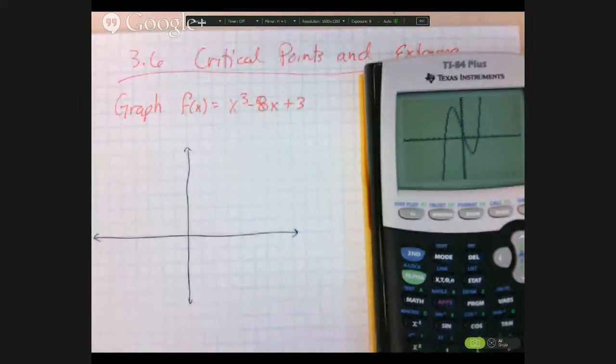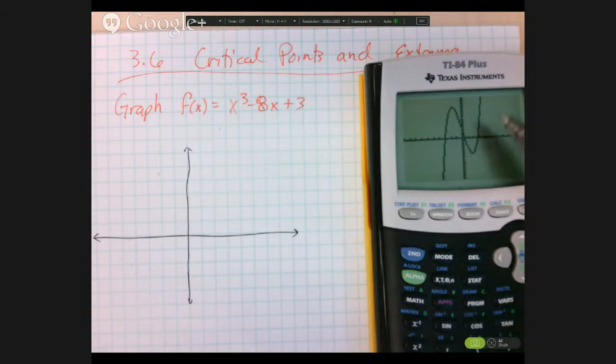Okay, we're studying the last couple days' function behavior. So what is the end behavior of that function? As x goes to infinity, y goes to infinity. As x goes to negative infinity.